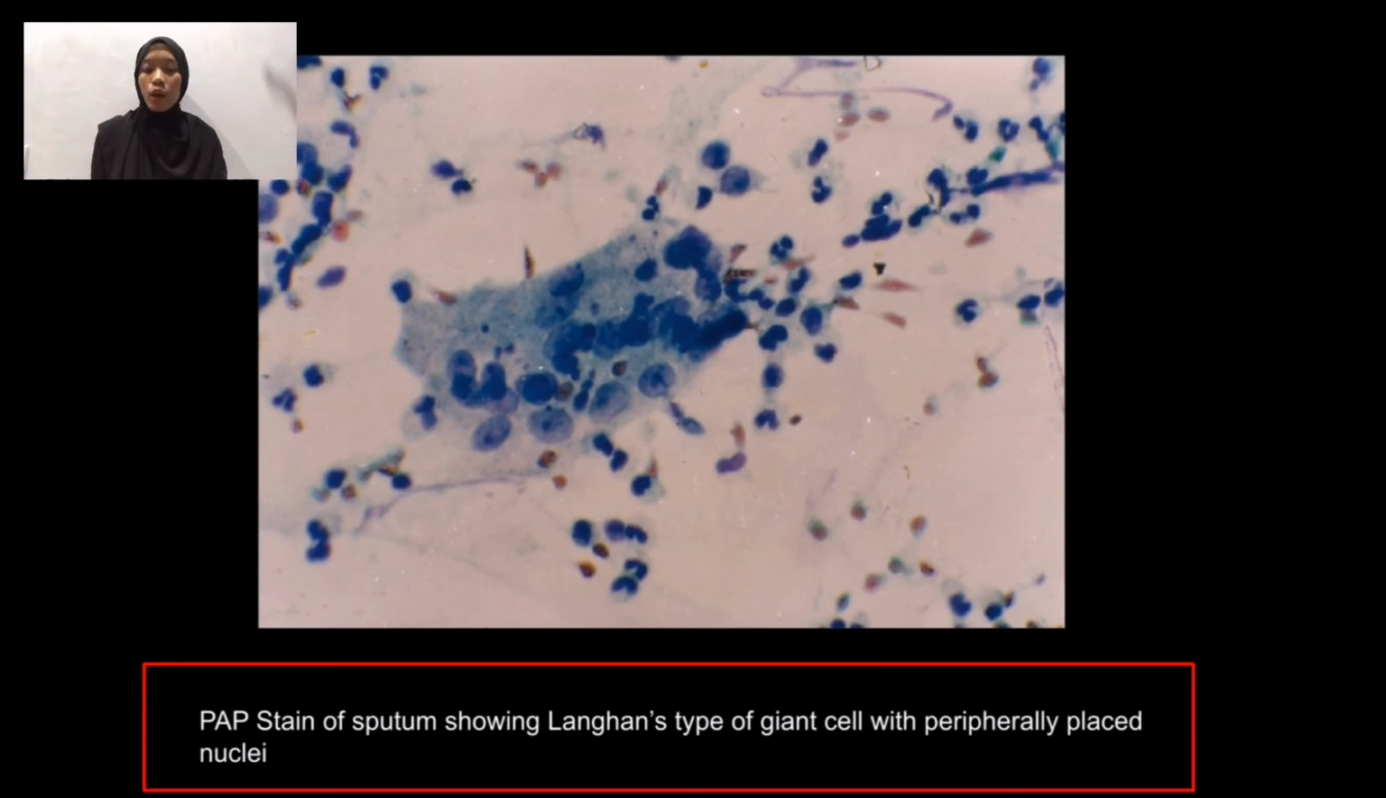This is a Pap stain of sputum showing Langhans type giant cells with peripherally placed nuclei.